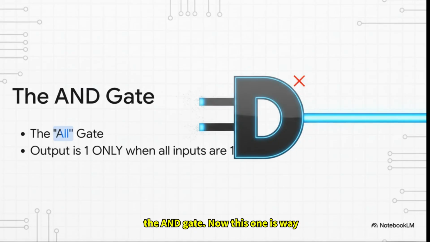Next up, the AND gate. Now this one is way stricter. It's the all or nothing gate. The AND gate will only give you a 1 on the output if input A and input B are both a 1. If even one of them is a 0, you get nothing.